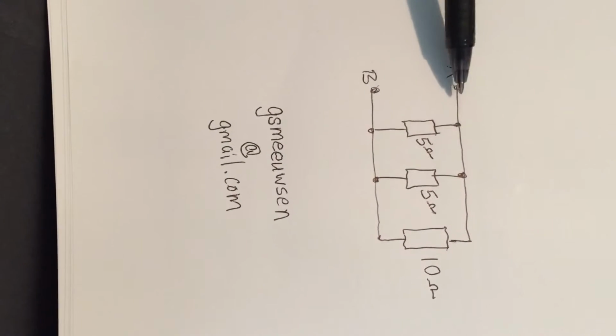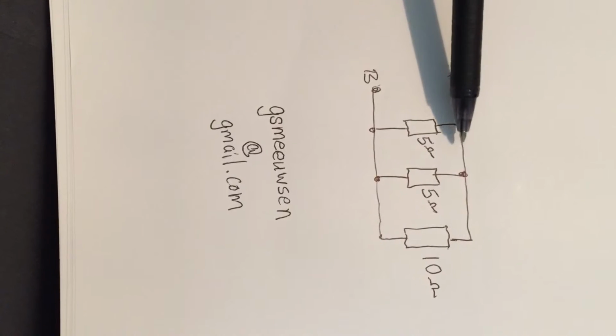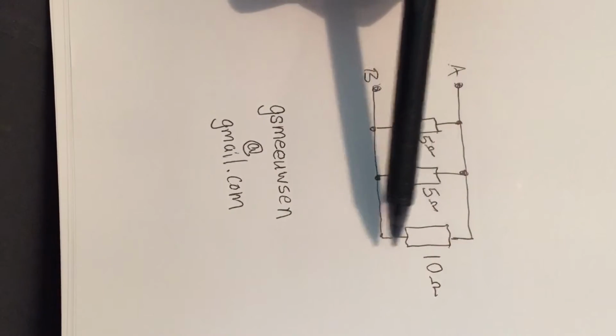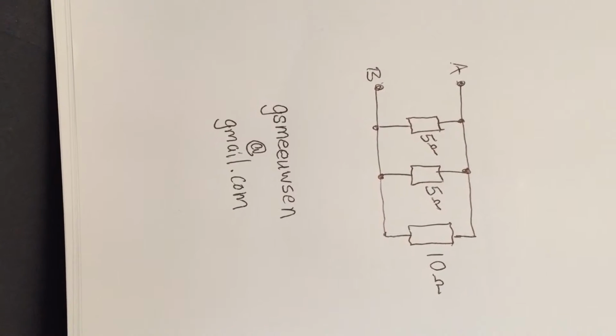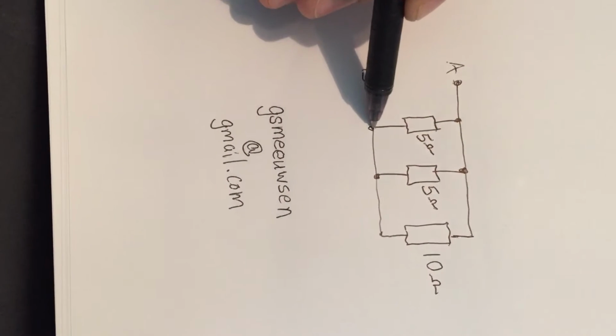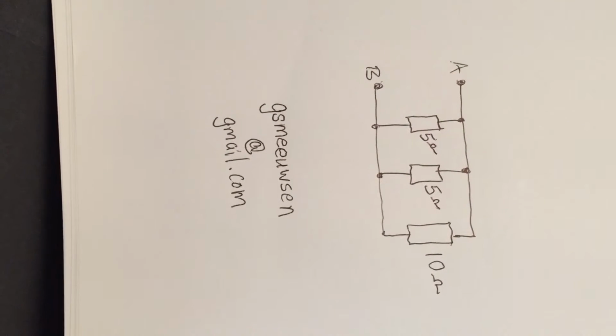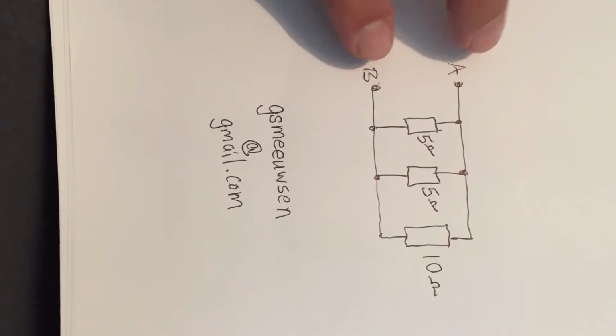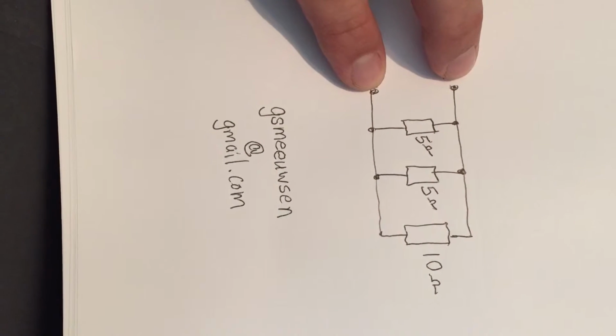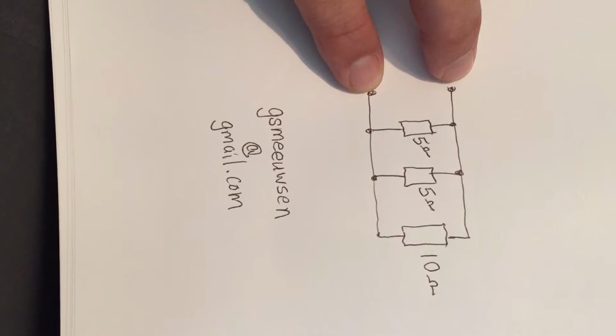If these were all stacked, so I had to go through the 5 and then through the other 5 and then through the 10, and there were only one path, that would be a series loop. But because there's more than one path that I can choose, it's a parallel loop. One of the rules about resistances in parallel is the resistance between point A and point B will always be less than my lowest resistor.